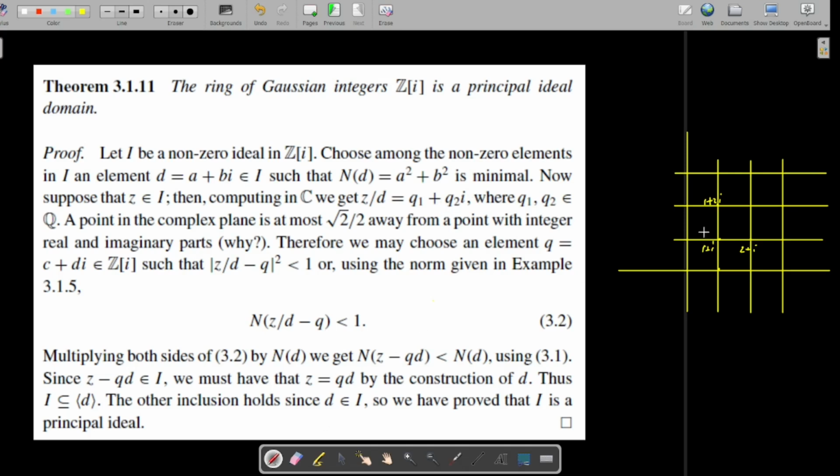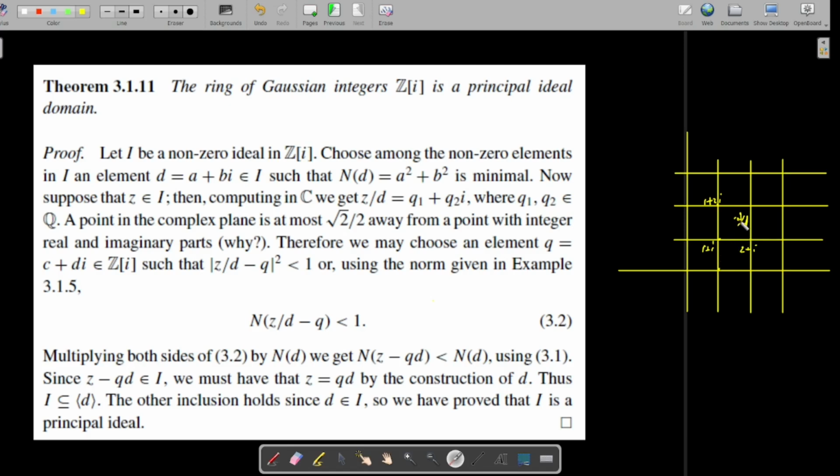And suppose you are taking some element z by d here. z by d is an element such that, if it is of the form q1 plus q2 i, q1 and q2 belong to Q. Not a complex number in general; the condition is that q1 and q2 belong to Q. So you can represent z by d in this way. It may belong to the interior of any of the squares.